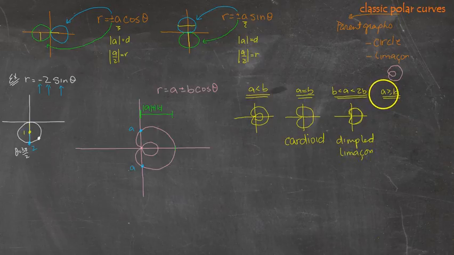Last but not least, if A is greater than or equal to 2B, then the dimple just starts to flatten out and disappear, and you get something that sometimes can look like a full circle, but it never really is. You get that flat side on one side, and you get the rest of it. So it looks sort of like a circle where you just smashed in one side. And this is called a convex limacon.